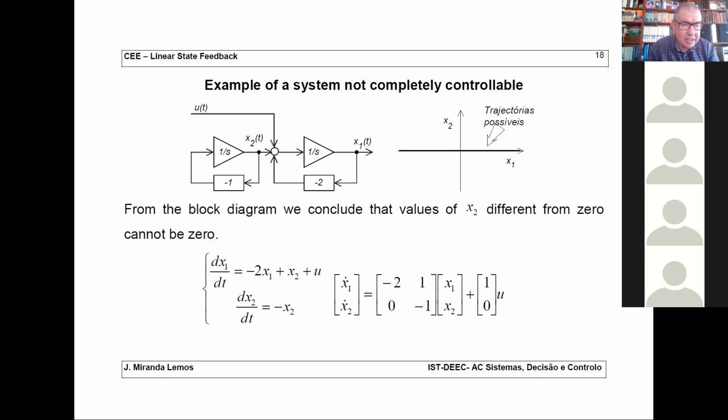So in this case, what we have, this is clearly not completely controllable. You understand why? Look at the block diagram.